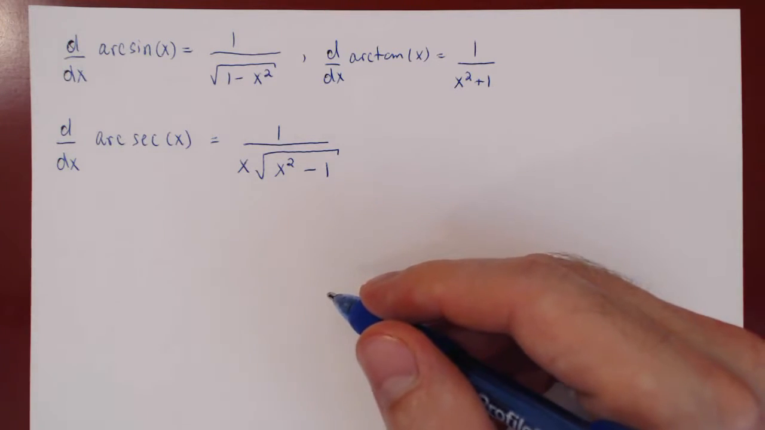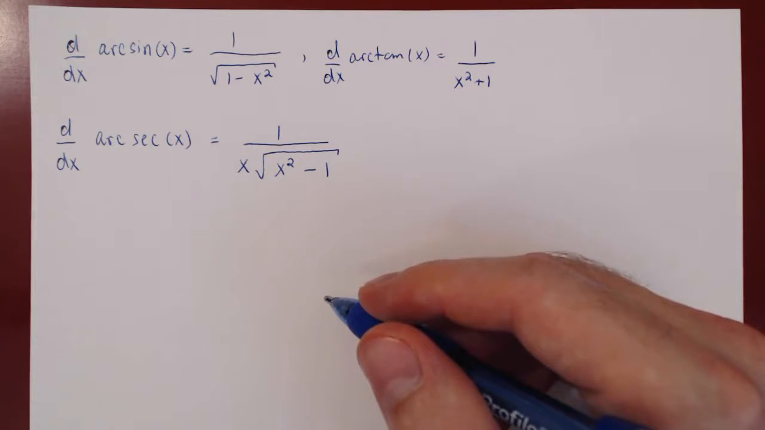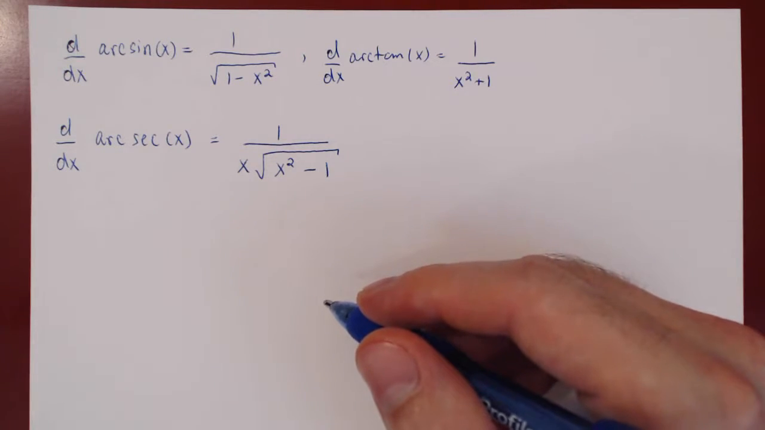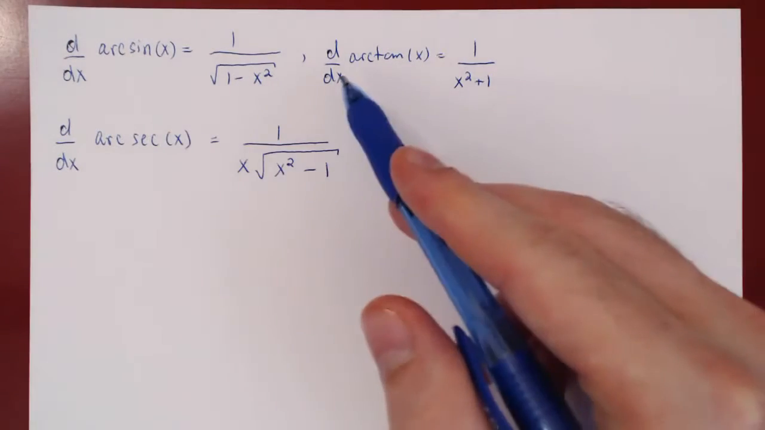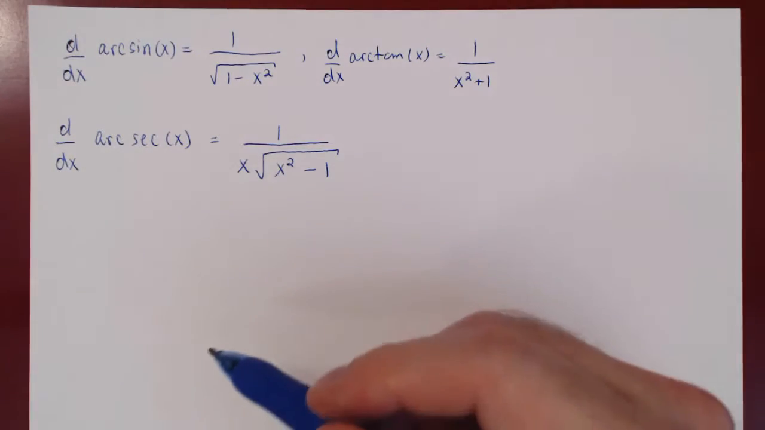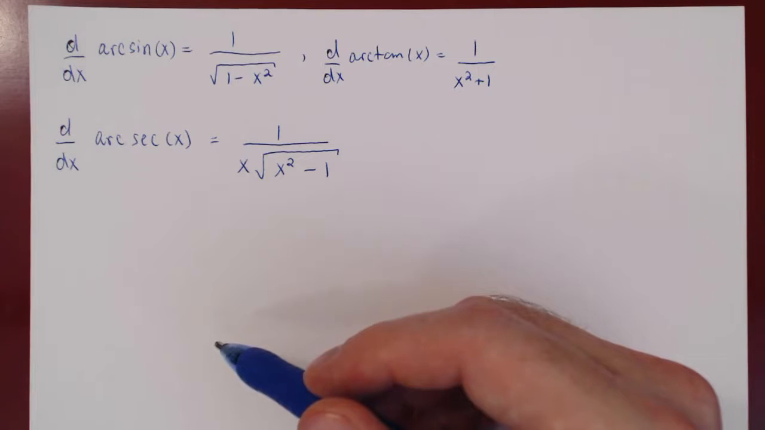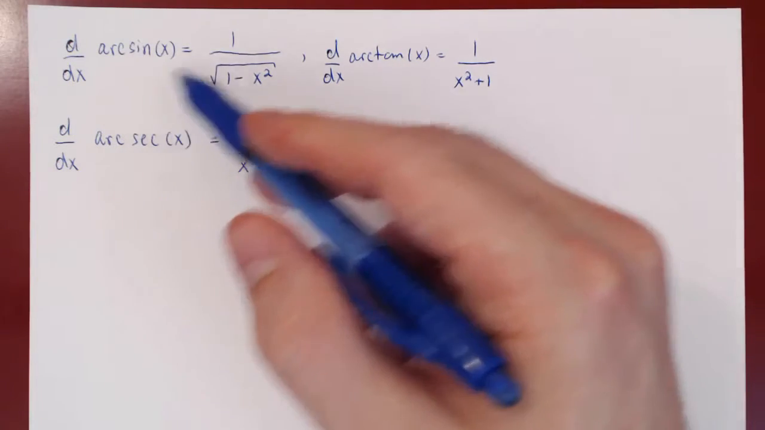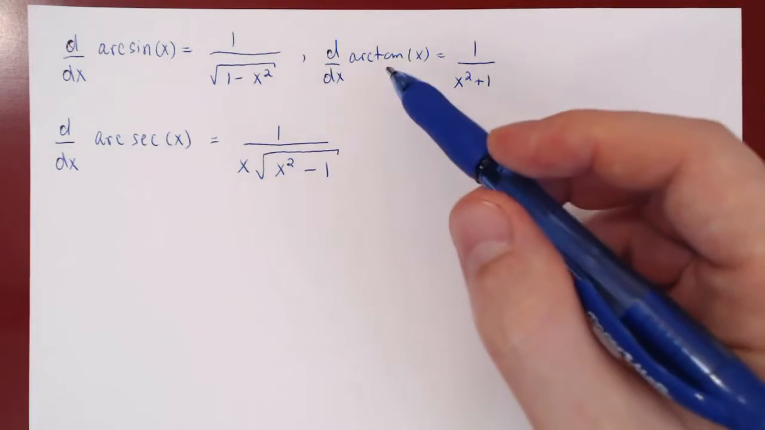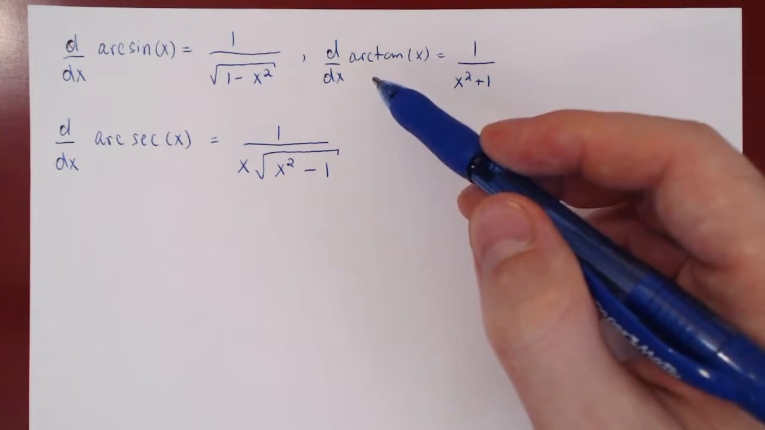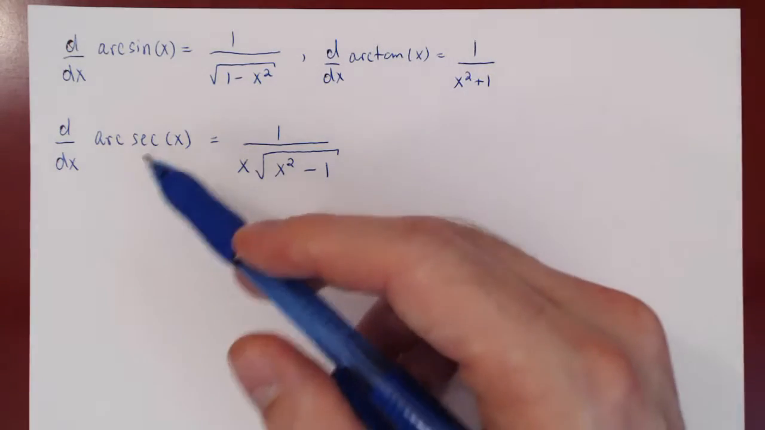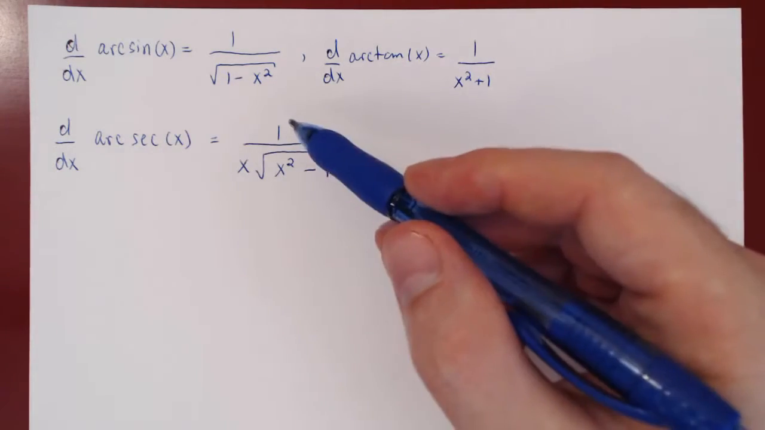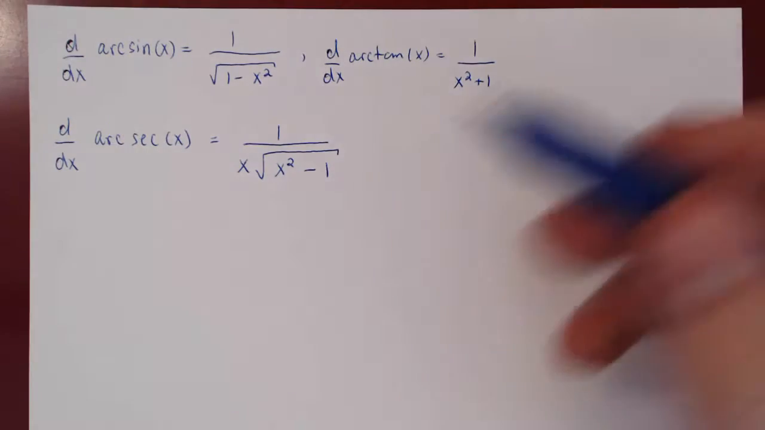Okay, so in this video, we want to consider derivatives involving inverse trigonometric functions. We will only consider examples with arc sine of x, arc tan of x, and arc secant of x, because as you remember, the derivative of arc cosine is just the negative of arc sine. The derivative of arc cotangent is also the negative of the derivative of arc tangent, and the derivative of arc cosecant is also the negative of the derivative of arc secant.